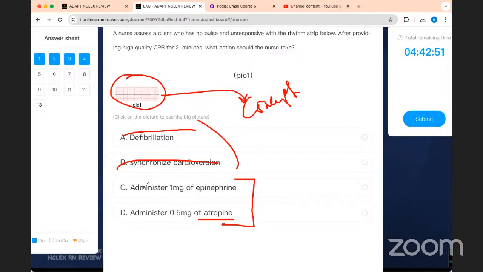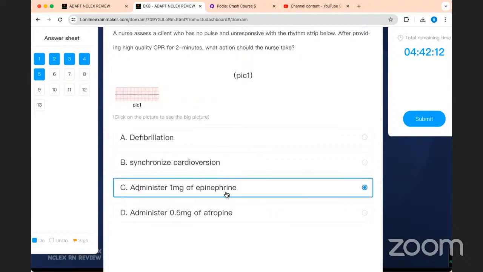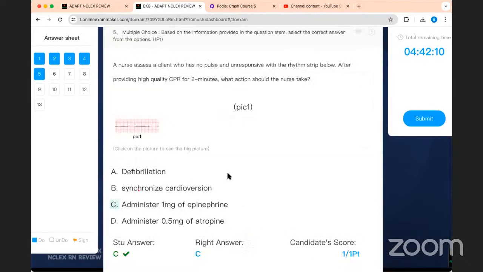Atropine is for bradycardia. Therefore, you're left with this. This is going to jumpstart the heart. So you see the strategy, how you answer the question. That's the way you should approach it. Okay? That's your right answer.